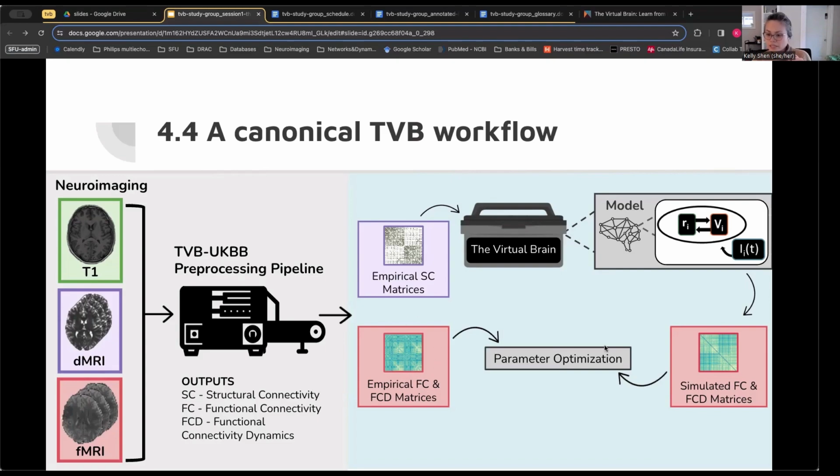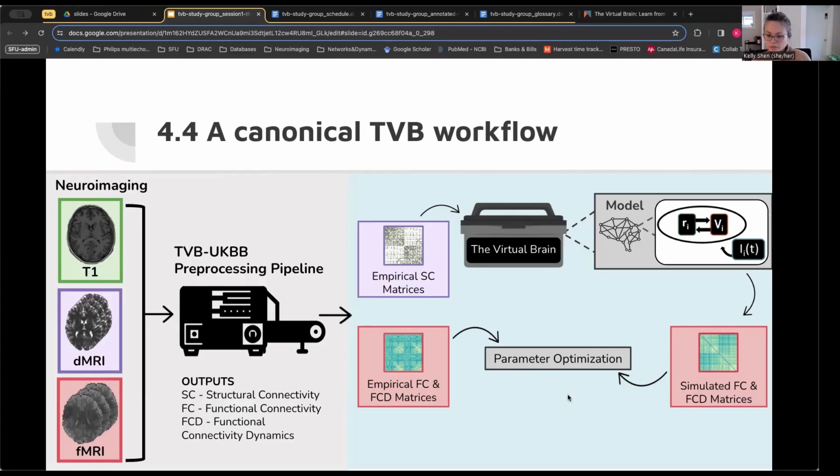So the functional data act as an optimization target. And whatever feature you want to use, we can talk about what you want to fit to. You might want to fit to the functional connectivity, but you might want to fit to functional connectivity dynamics instead. There are other ways of fitting, but you use some feature of the empirical functional data as your optimization target.